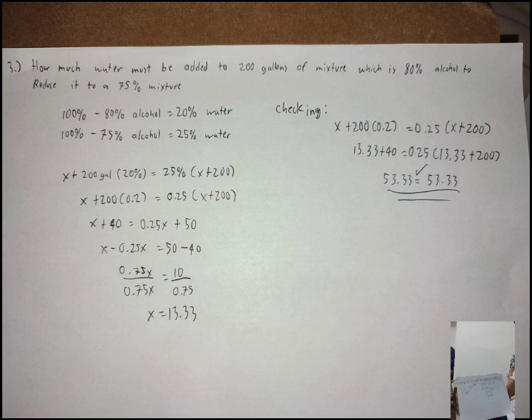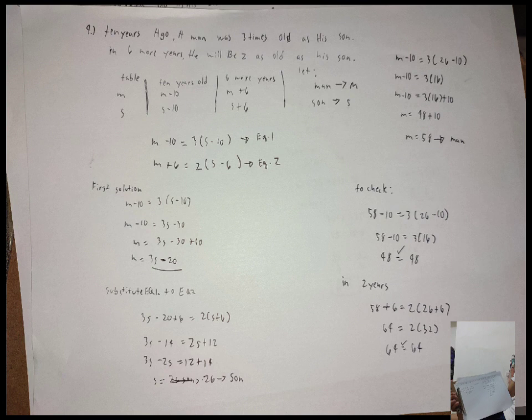So X plus 40 is equal to 0.25X plus 50. So X minus 0.25X equals 50 minus 40. So 0.75X equals 10. Divide both sides by 0.75, and it gives X equal to 13.33. To check, 13.33 plus 40 is equal to 0.25 multiplied by 13.33 plus 200, so the answer is 53.33 equals 53.33. So let's move to question number 4.